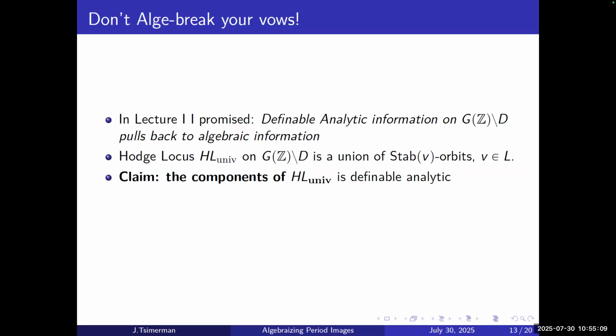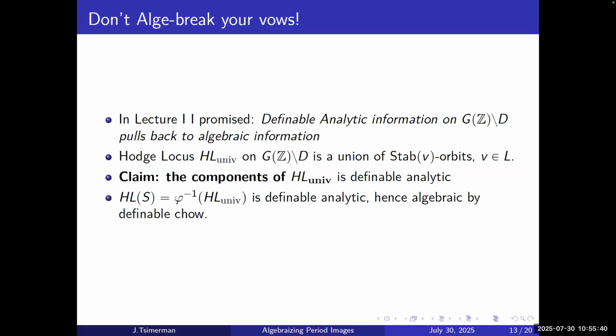And if you look at it inside D mod GZ, not just in D, it's a countable union of orbits, where for each vector you look at the stabilizer of that vector, you have some orbit, you descend it down mod GZ, and you get some simple set like that. So the claim, which I can't yet make precise because I haven't given you the definable structure on D mod GZ, is that once I give you that structure, these orbits are going to be definable analytic. And given that they're relatively simple, hopefully you can believe me until we get there.